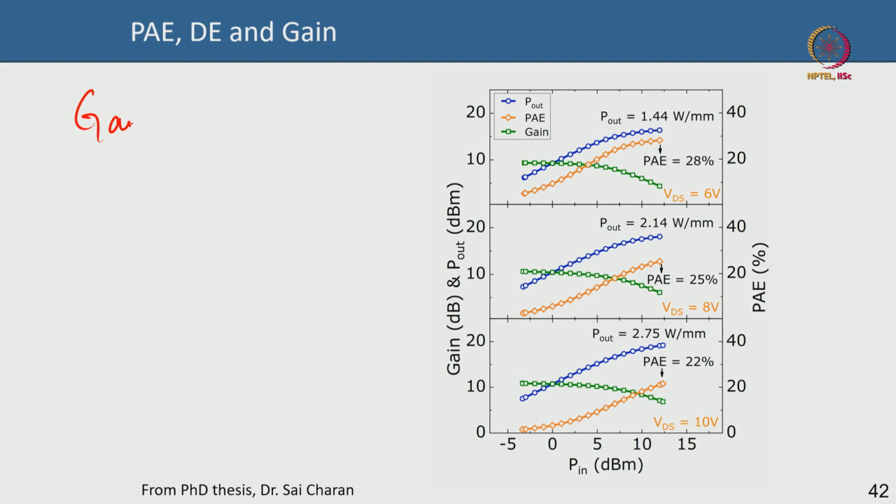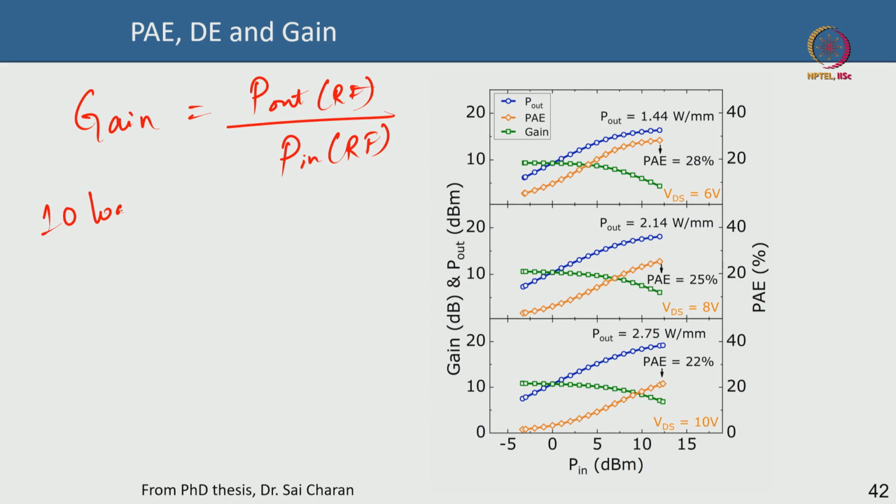One is gain. Of course, gain is how much output power you are getting in RF divided by how much input power you are putting in RF, and this is expressed in dB. So it is 10 log to the base 10 of this power output by power input, and you express it in dB. Okay, that is your gain. So in these images, this is your gain, and this axis is the gain. You can see gain is around 10 dB, and it stays constant, then it drops at higher power.